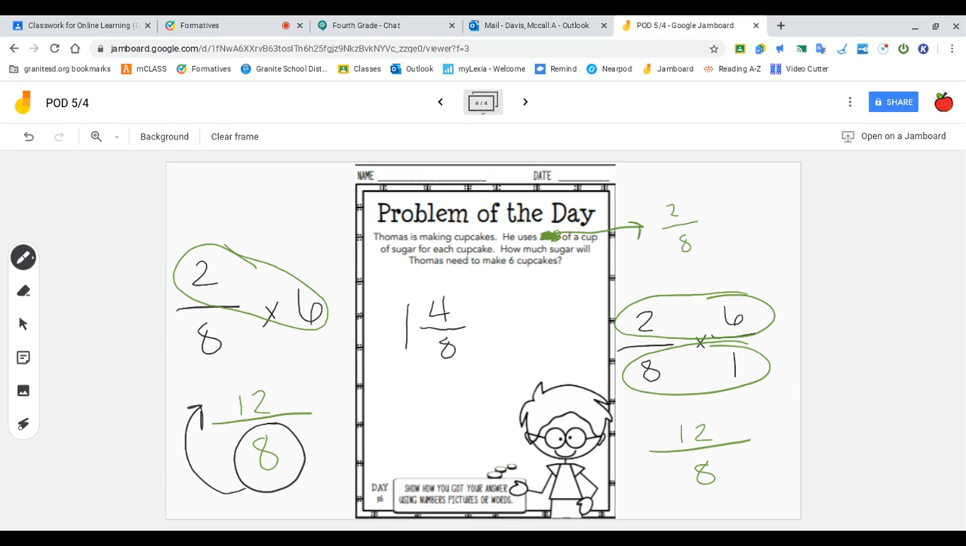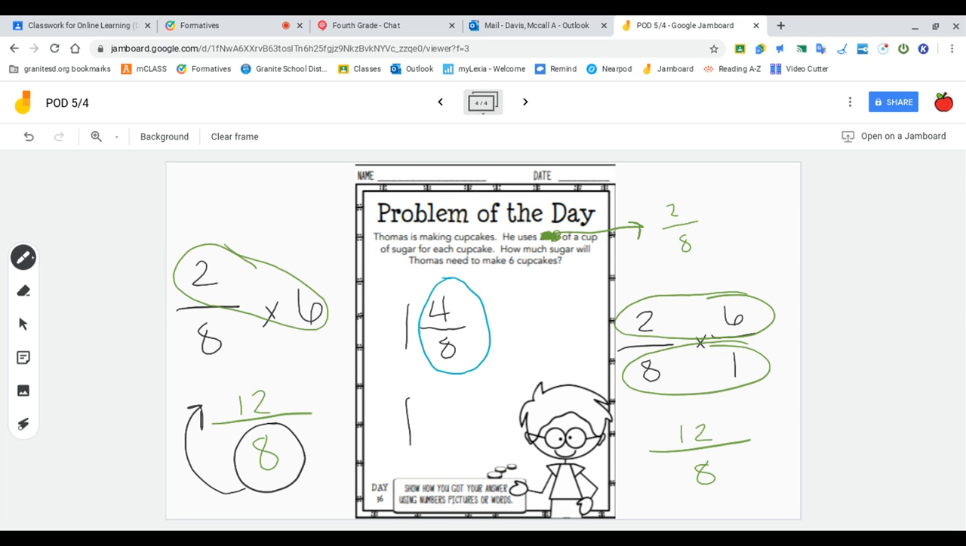8 becomes my denominator. 1 and 4/8 is also kind of right, but I could still simplify it just a tiny bit more because 4/8 could be simplified. So let's go one step further and get the most perfect answer.